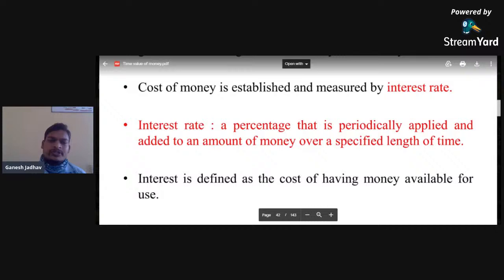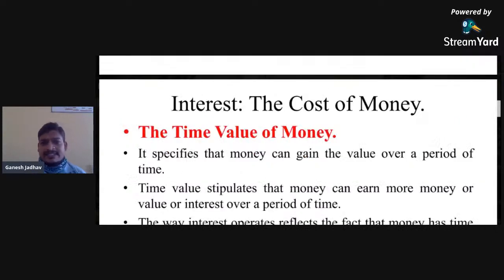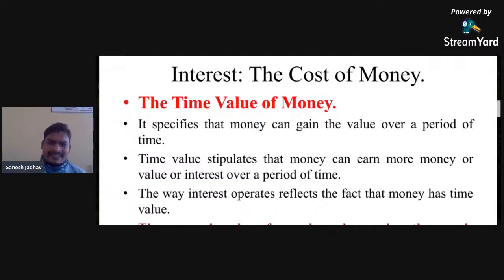Then the interest, the cost of the money, specifies that money can gain value over a period of time. The time value stipulates that money can earn more money, or value, or interest over a period of time. Because this is the main or important point: what is the main thing in the interest? The time value of money.